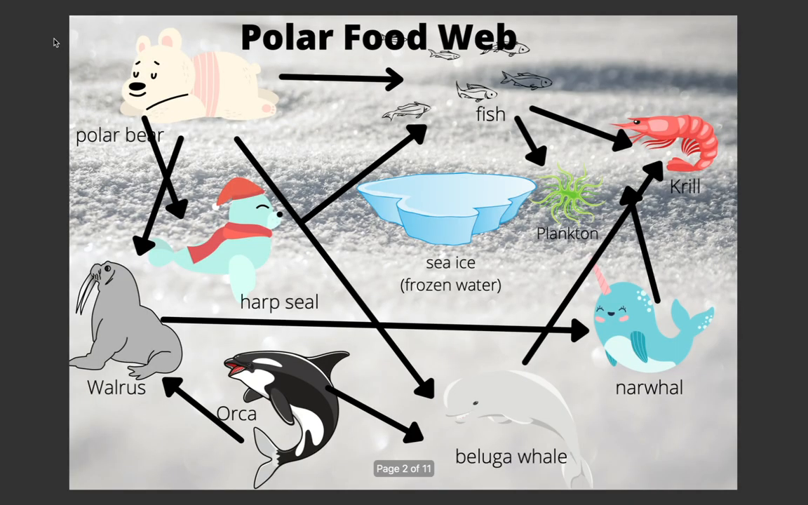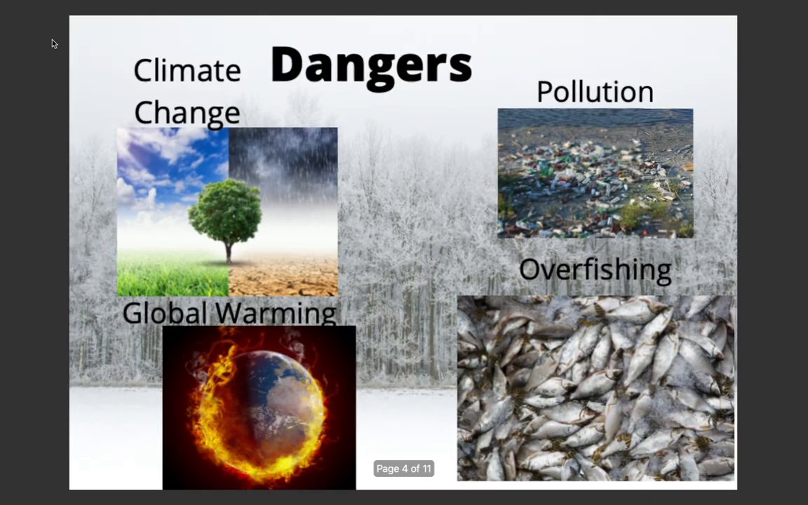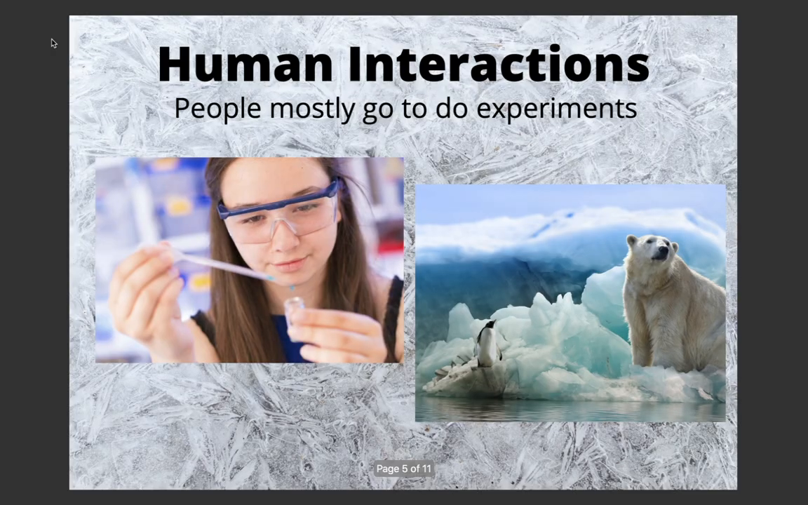And again, you will notice that it doesn't have a lot of words, that the pictures are what carries her meaning for what she's saying. So this is the food web that she made. This is where she got her information. This is a reference slide. They have to talk about the dangers and threats to the ecosystem. Again, she doesn't write it all out here, but she explains it in her speech.